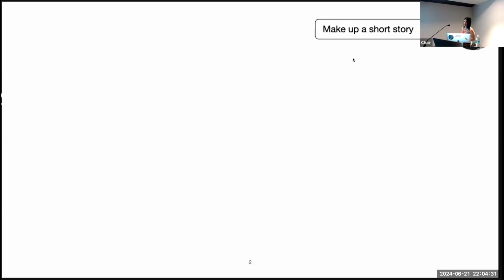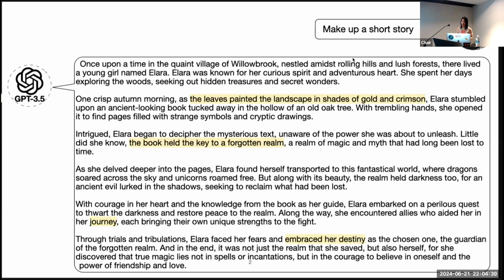So here's a recent example, just as a motivating example. I asked ChatGPT to make up a short story. I will not read it out loud because it's very long, as ChatGPT generated stories usually are. But I did highlight a few of the many figurative expressions in this story. So we have a metaphor like the key to a forgotten realm, and then some more common metaphors, like journey, meaning not a physical journey, but a process, and embracing her destiny.